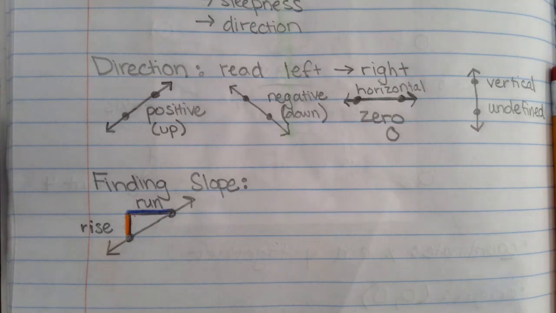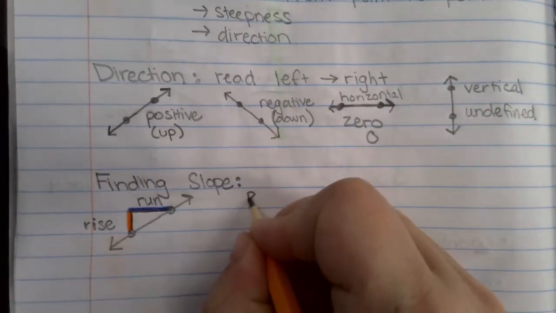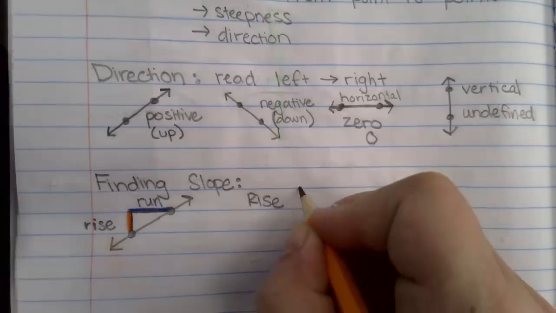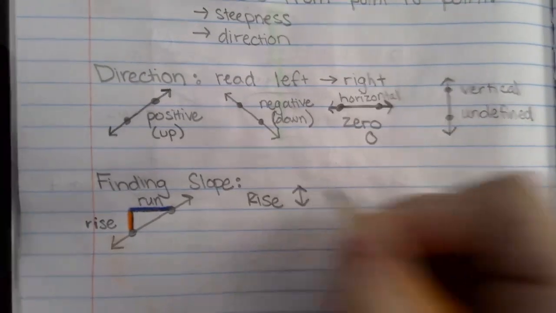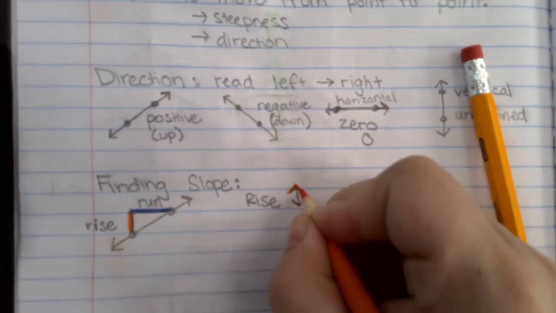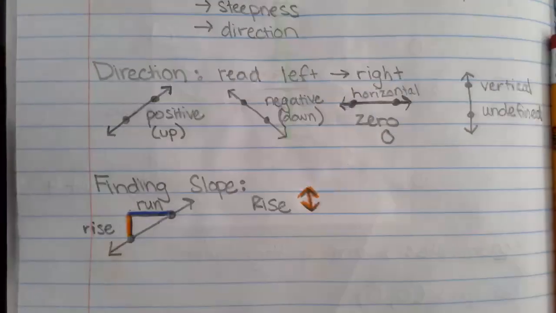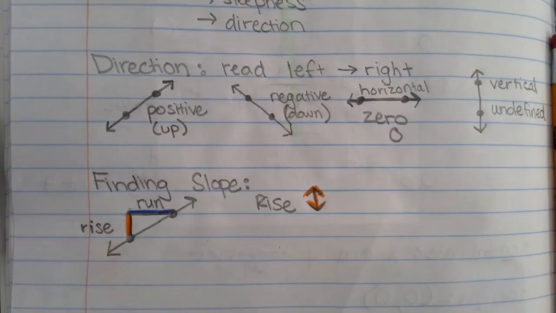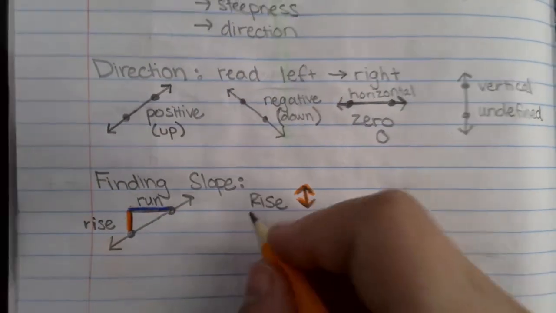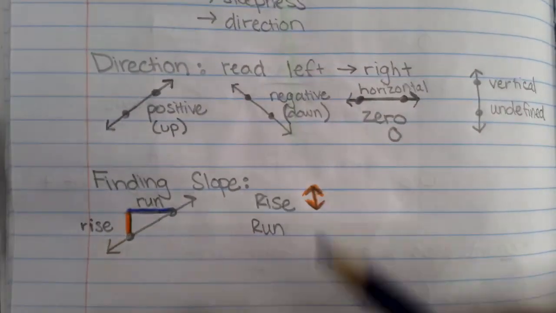Alright, so for our rise and our run here, rise means to go in which directions? Rise means to go up and down. Butt in the seat means down. Okay, run means to go in which direction? Left and right.